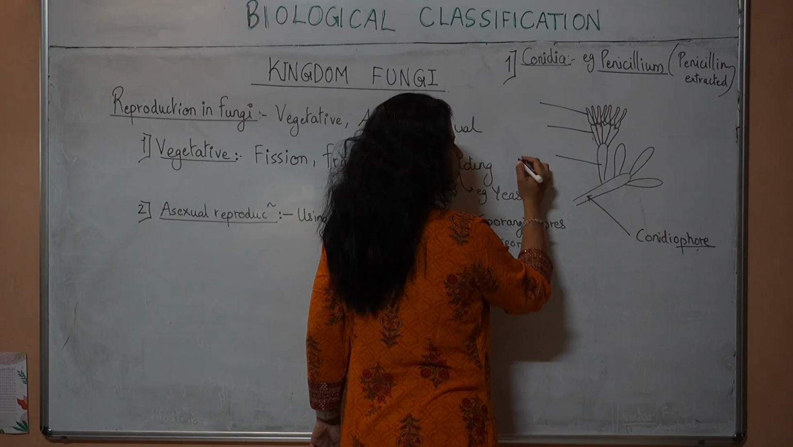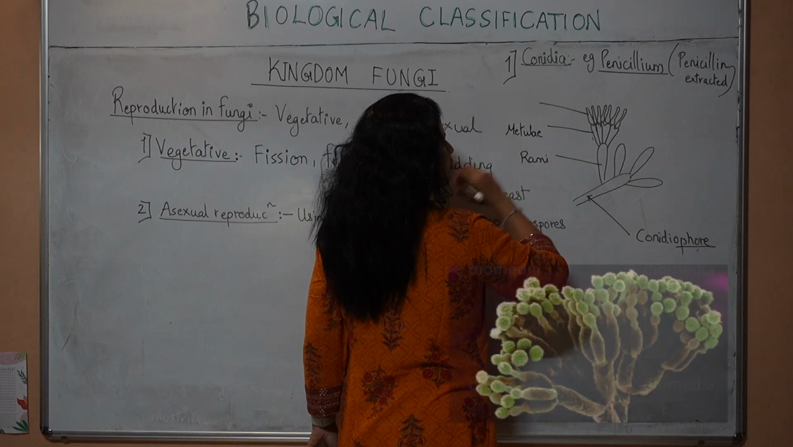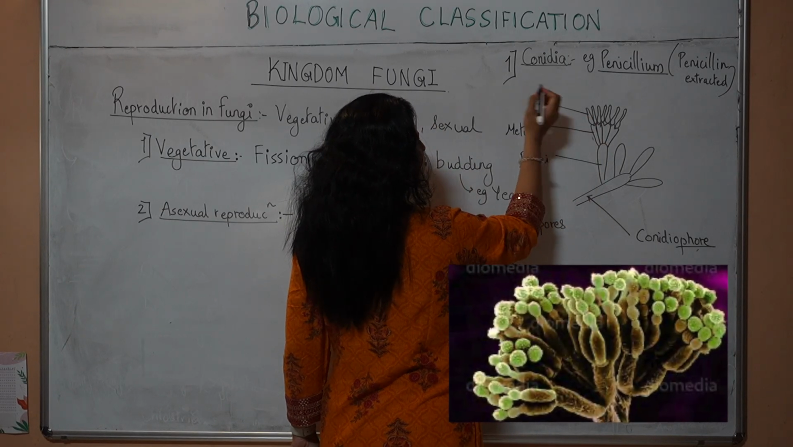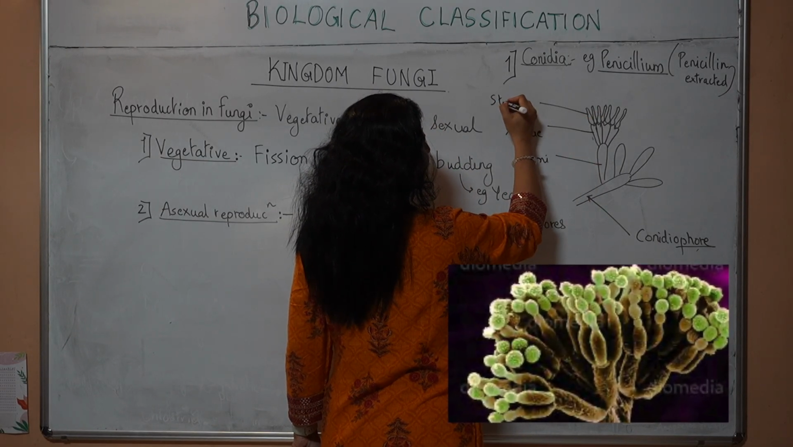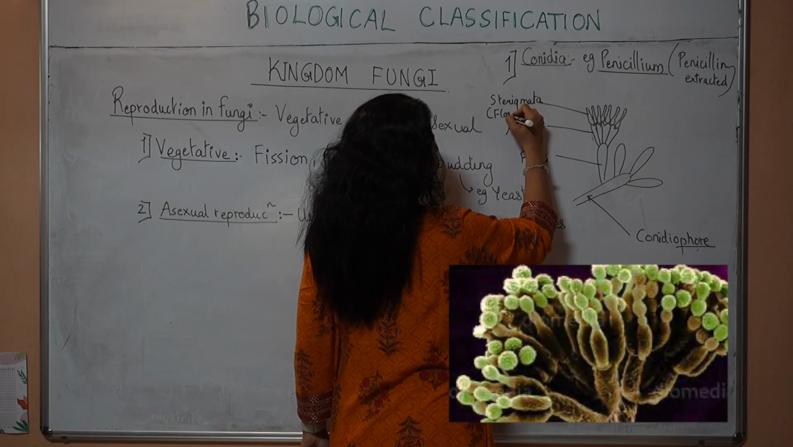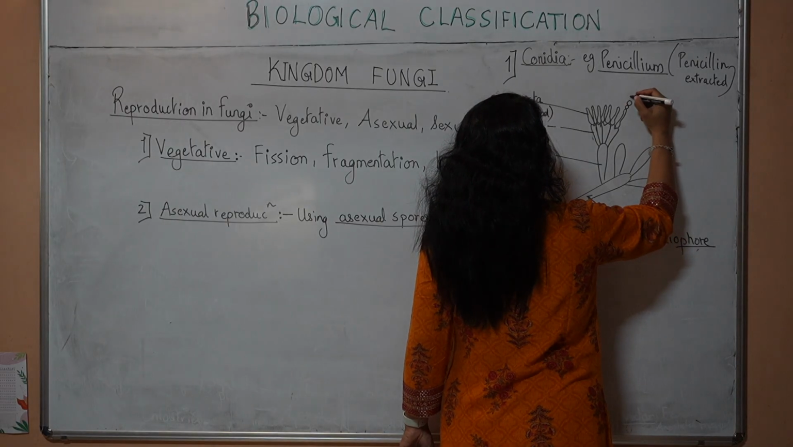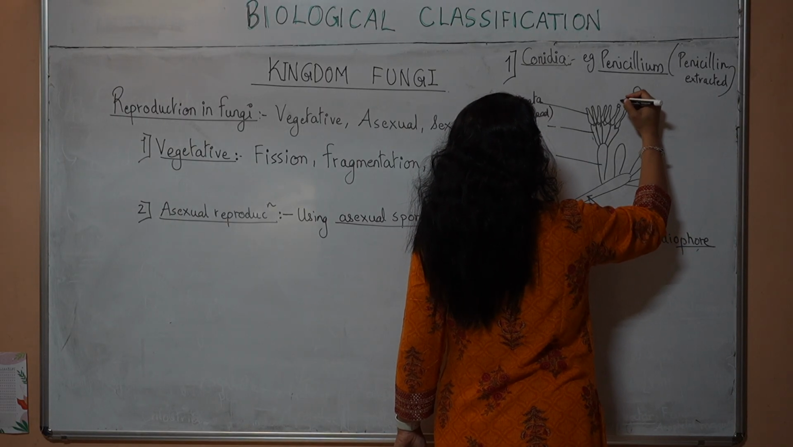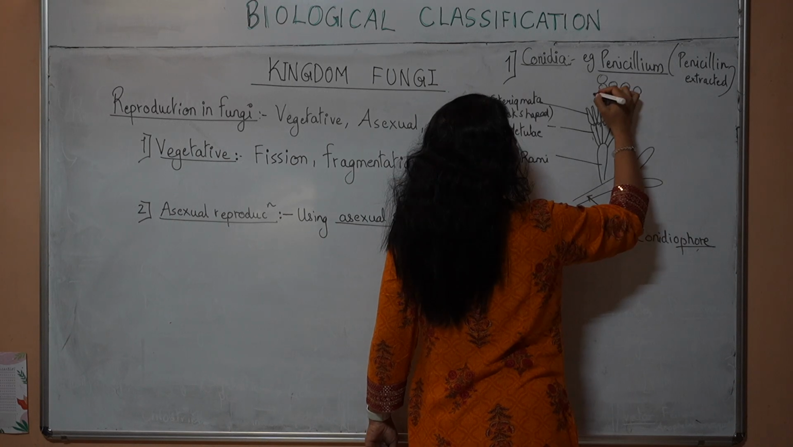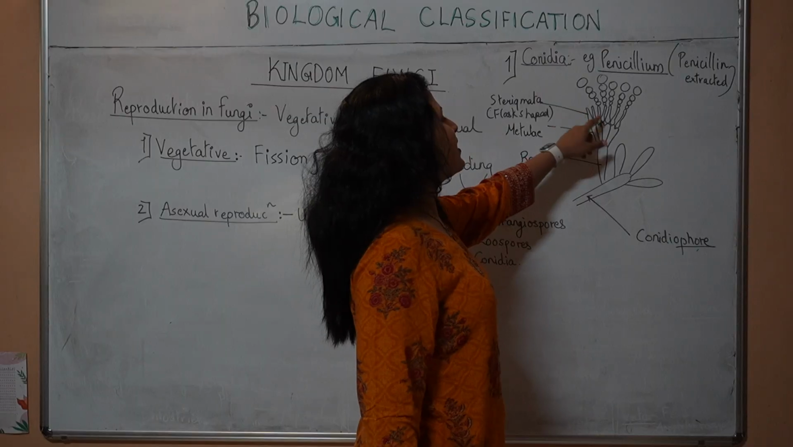The lowest one is called rami, followed by these ones called metulae, followed by the terminal ones which are flask shaped. If you can see, these are called the sterigmata, which will be the terminal ones, and they will be flask shaped. Clear? And the sterigmata are the ones that will bear the conidia in this manner.